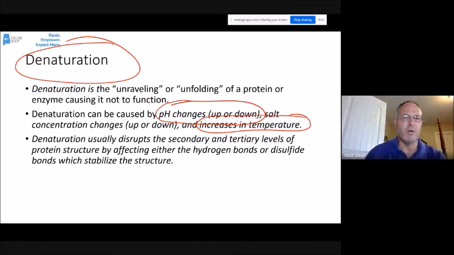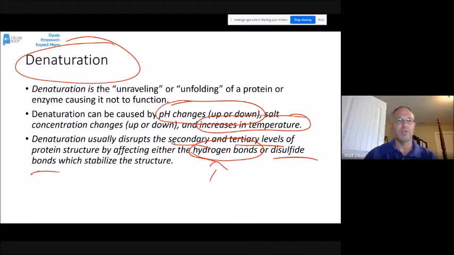Denaturation almost always disrupts either the secondary or tertiary levels of protein structure by affecting either the hydrogen bonds, which are the weakest, or the disulfide bonds, which are the second weakest forces that hold together the shape of the protein. So denaturation is the unwinding or changing of shape of a protein. It's usually caused by a pH change, salinity changes, or increases in temperature, and it results in a protein not functioning the way it's supposed to.